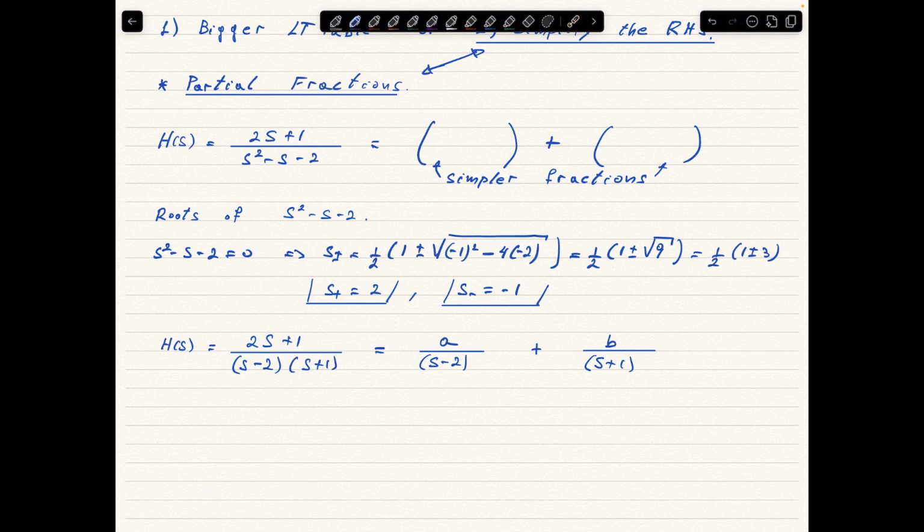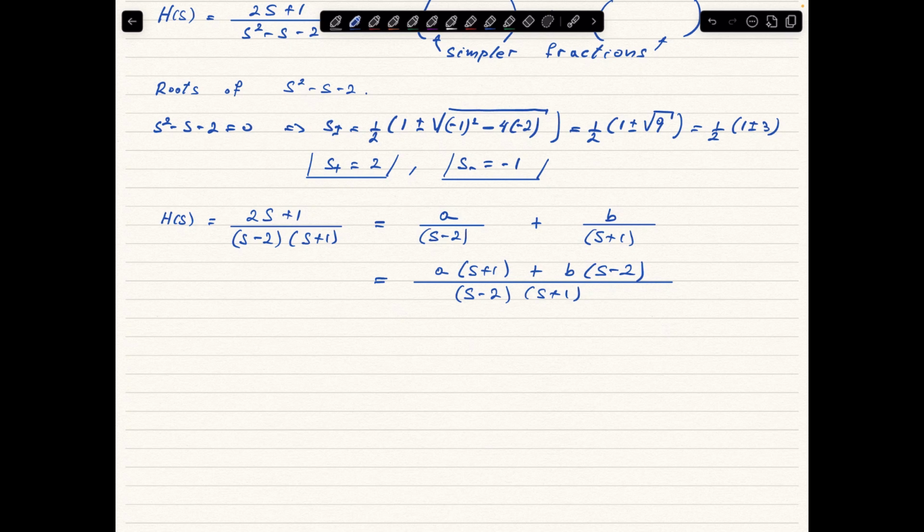Well, we do the addition again. So we have s minus 2 times s plus 1 as the denominator. The addition is going to give us a multiplied by s plus 1, and over here, b is going to be multiplied by s minus 2.